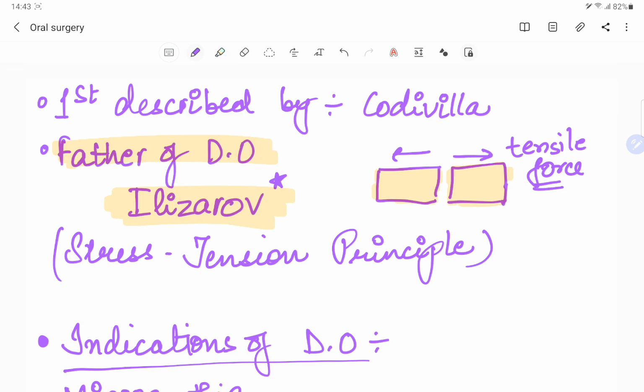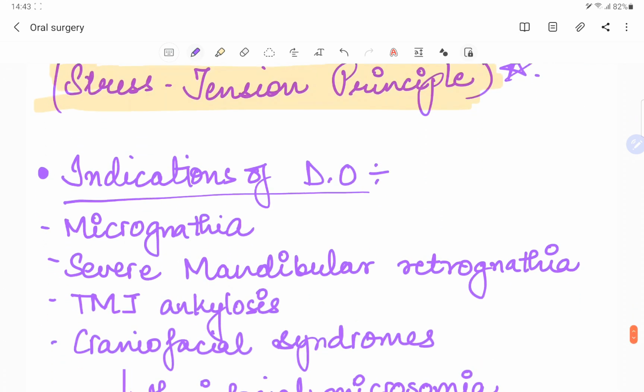This is very important, guys, from the MCQ viewpoint or the exam viewpoint. So the Ilizarov principle is based on the stress tension principle. What happens? There are tensile forces. These tensile forces are applied to distract the two bony fragments away from each other, and therefore it induces stress, and this stress will lay down new bone formation. So it is going to regenerate new bone. That is the Ilizarov principle.